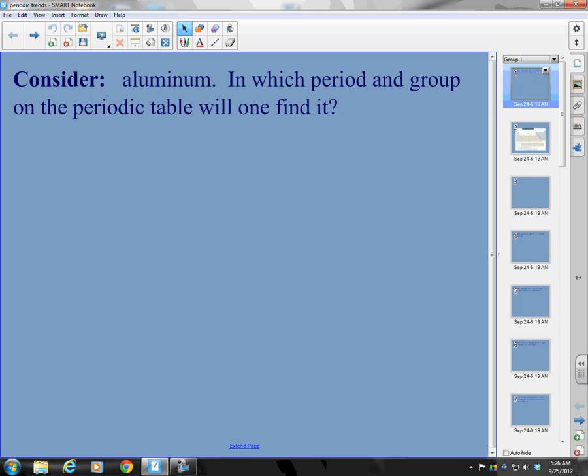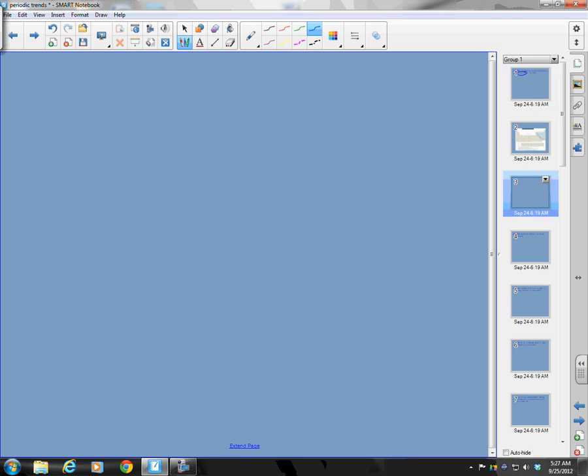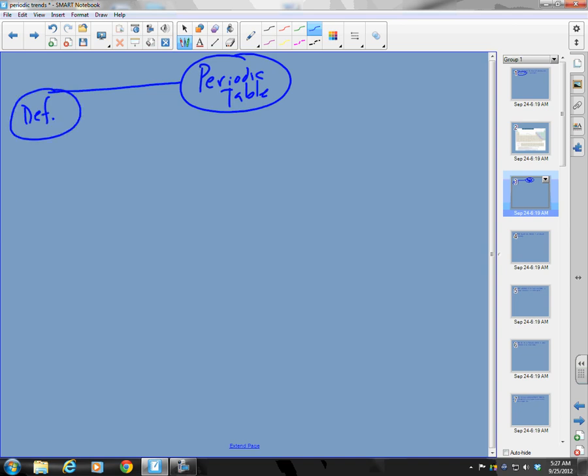Okay, I think we need to learn some things about the periodic table, right? So let us make a few notes. Let's go with the periodic table. And I guess one place to start, as you all know I love to start, is let's think about a definition. What's a definition for the periodic table? Well, there are several, but I'd go with just this simple one.